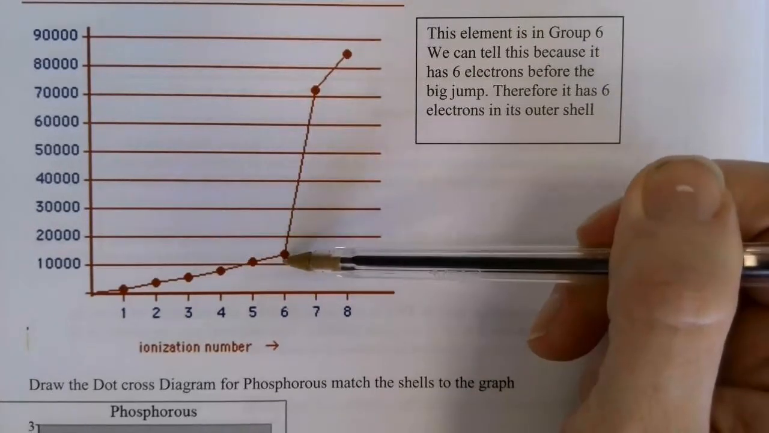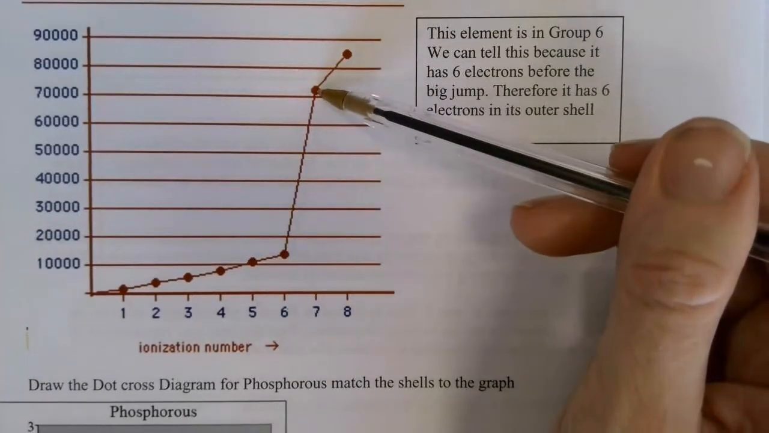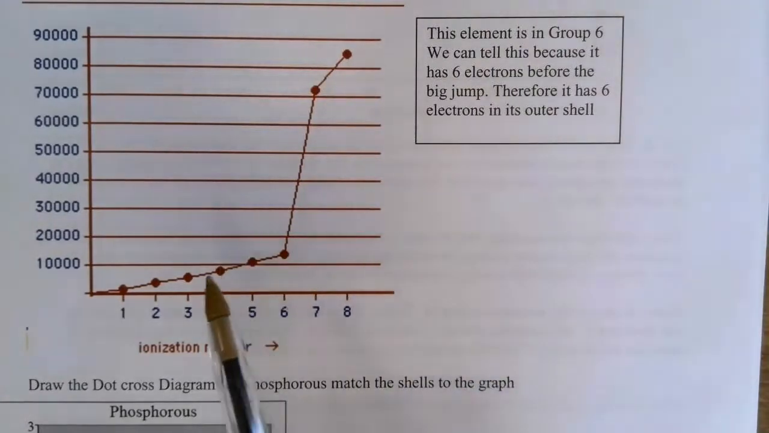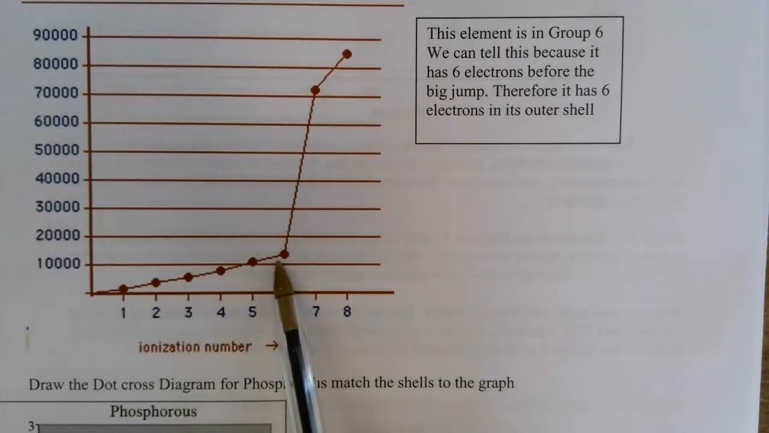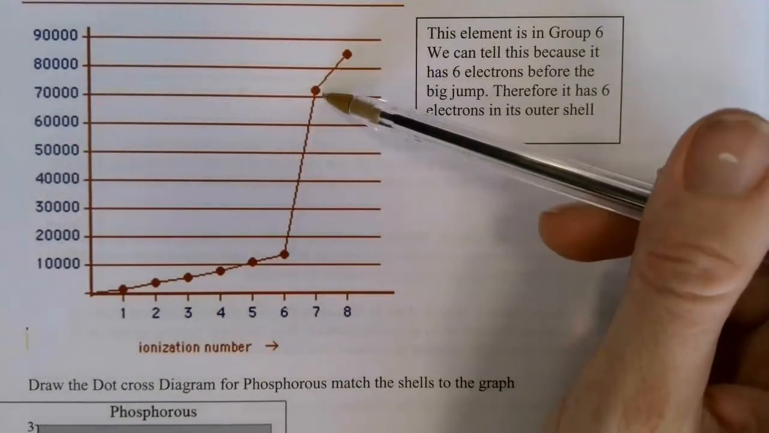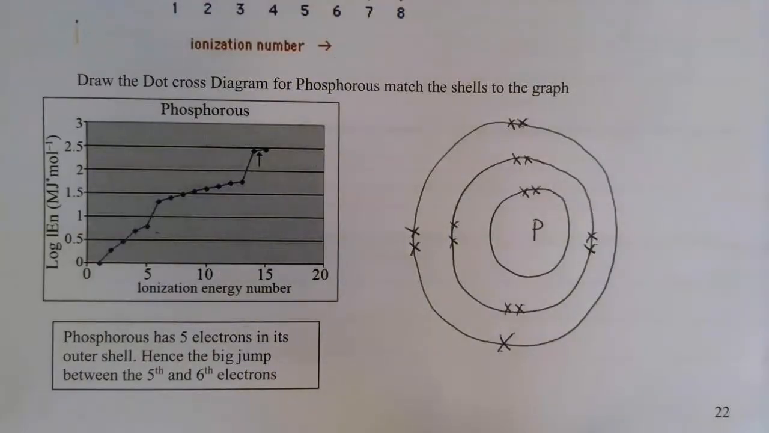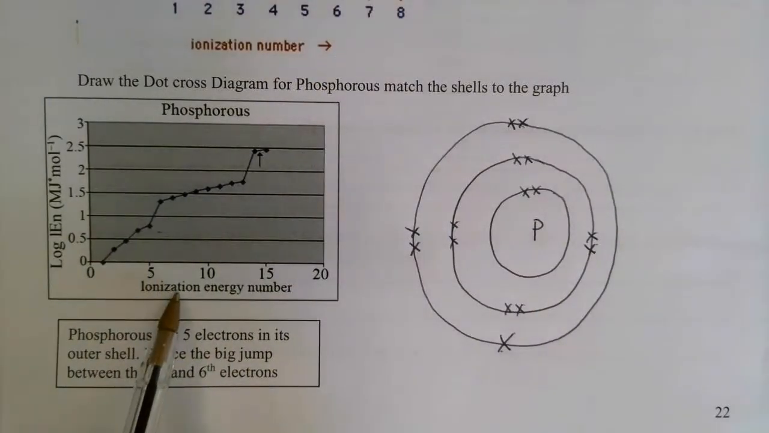So these are probably your outer shell electrons, and then you're going to go in a whole shell to remove this 7th electron. And it tells us that we have 6 electrons in the outer shell, because there's 6 electrons relatively straightforward to remove, and there's a big jump to the 7th. So let's have a look at what that looks like for phosphorus. Here we have a dot cross diagram for phosphorus, and we have the ionization energy plot beside it.